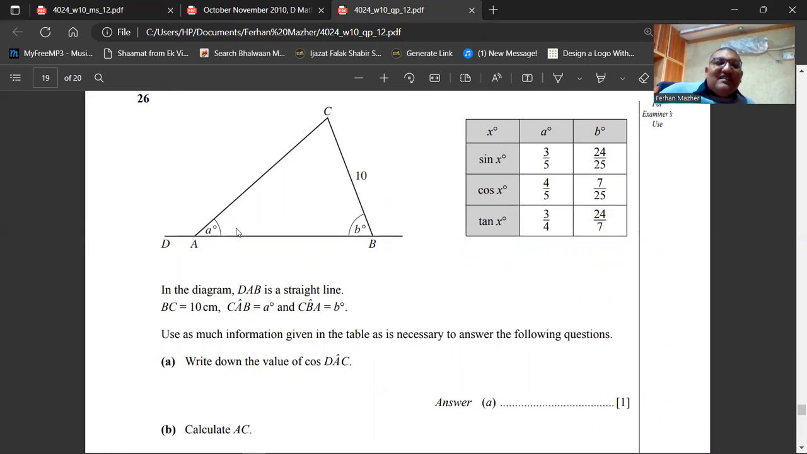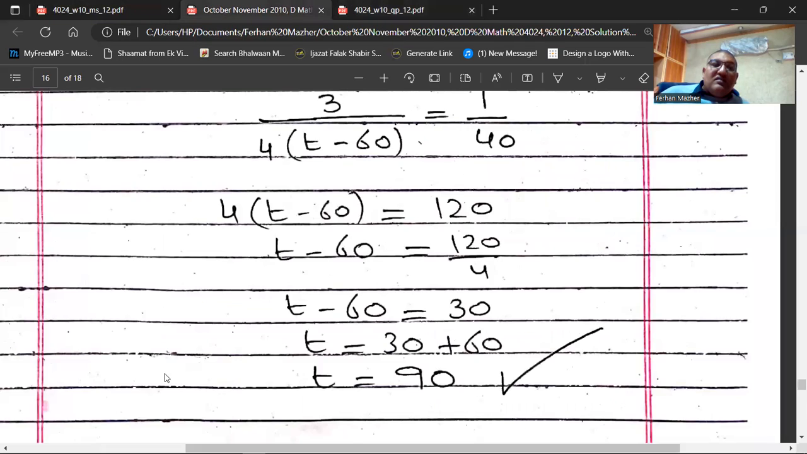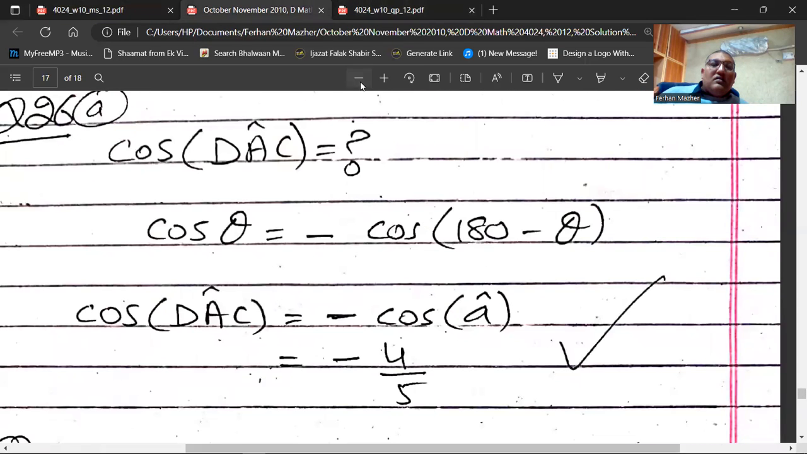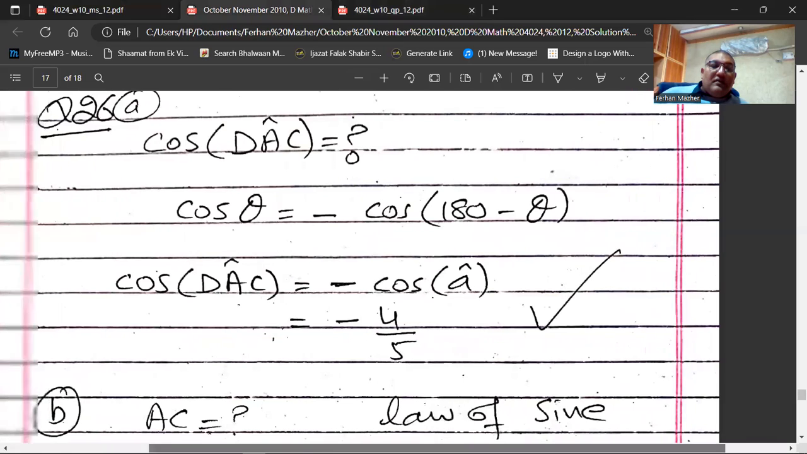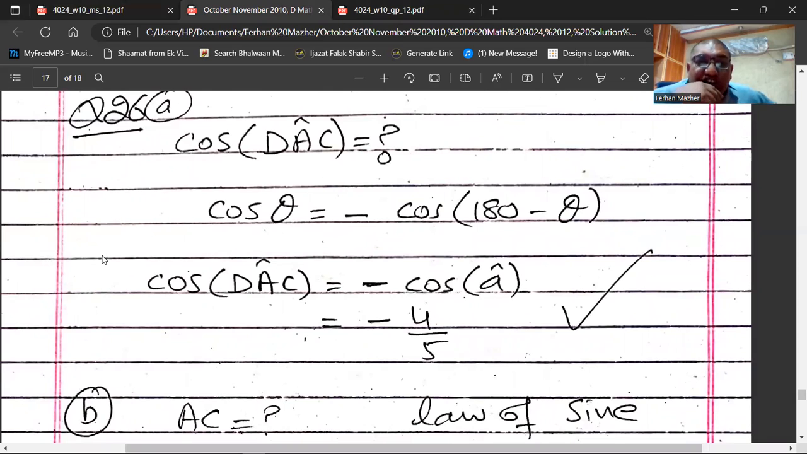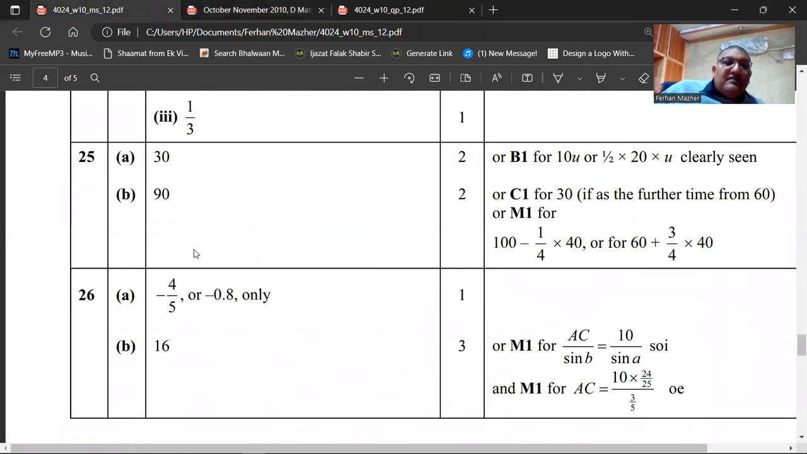And you remember, this angle is acute, and the cos of its supplementary angle, the value will be the same, but its answer will be negative. The cos of the angle A is given here, 4 by 5. Cos of DAC is the question. Cos theta is equal to minus cos (180 minus theta). So the cos of DAC will be equal to minus cos of A. And the cos of A value is given in that table, and that is 4 by 5. So minus 4 by 5. So cos DAC will be minus 4 by 5. Our answer is right.